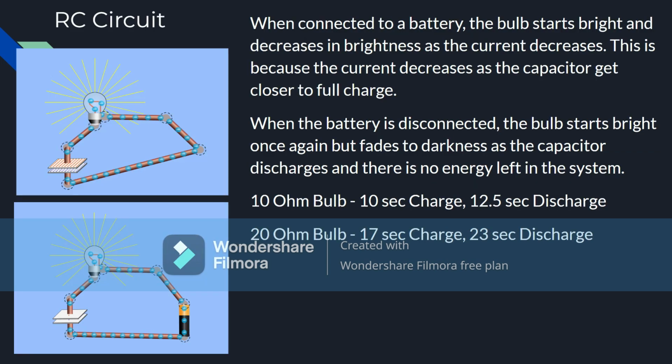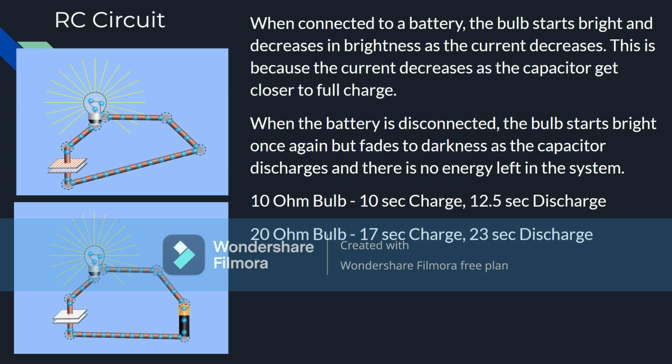When connected to the battery, the bulb starts bright and decreases in brightness as the current decreases for the RC circuit. This is because the current decreases as the capacitor gets closer to full charge. When the battery is disconnected, the bulb starts bright again but fades to darkness as the capacitor discharges and there's no energy left in the system.